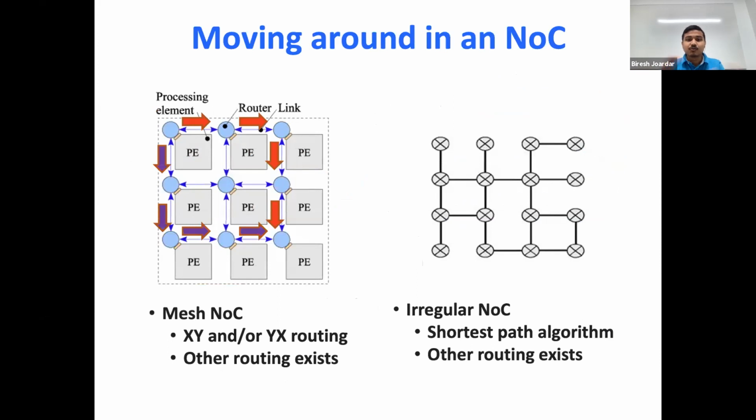And how does a NOC work? So similar to the rules you follow while driving, NOC also has its rules. So we do not have chaotic messages going around everywhere. There are set rules that the messages have to follow in the NOC, which is called the routing protocols. For instance, in the mesh NOC, we follow an XY routing or a YX routing, which is basically just following a Cartesian coordinate. So in XY routing, you go along the X, then along the Y. If you have an irregular NOC, we can use the shortest path algorithm. So we can have different routing protocols.